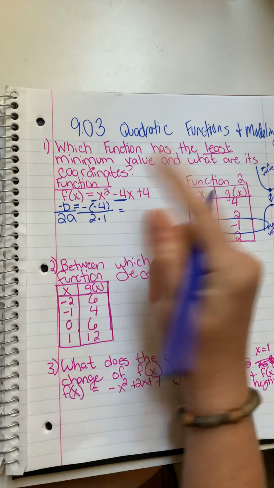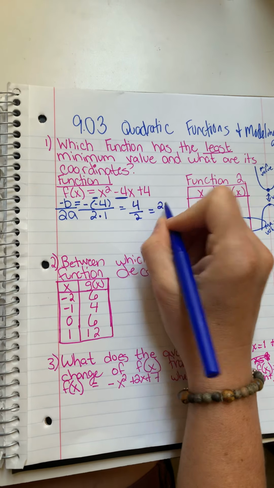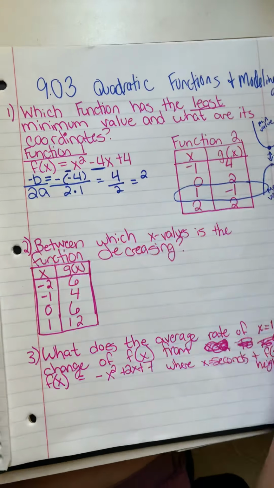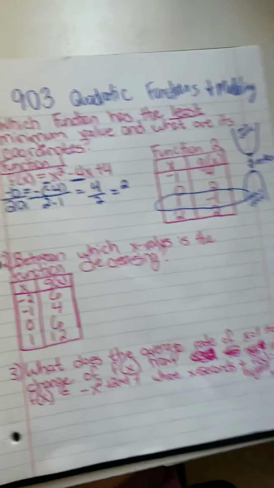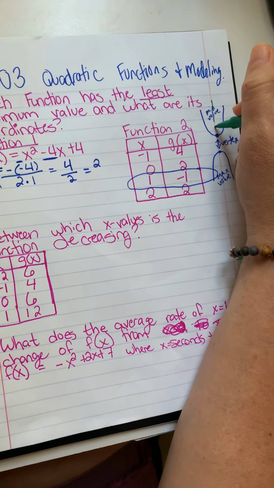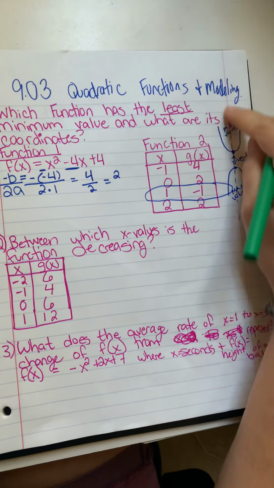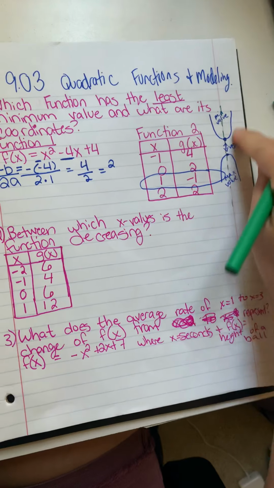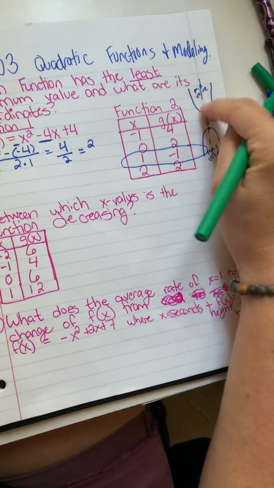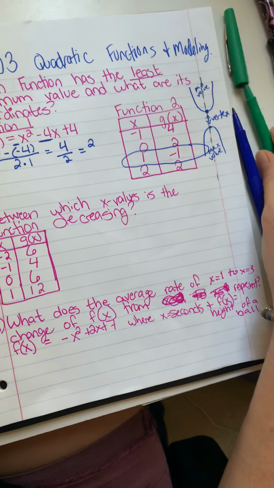All right, negative and negative cancel, and 4 over 2 is 2. This is my axis of symmetry. I'm going to draw a line here. It is the x value through the vertex. And you see, I could have the same axis of symmetry and have 2 completely different vertex coordinates.